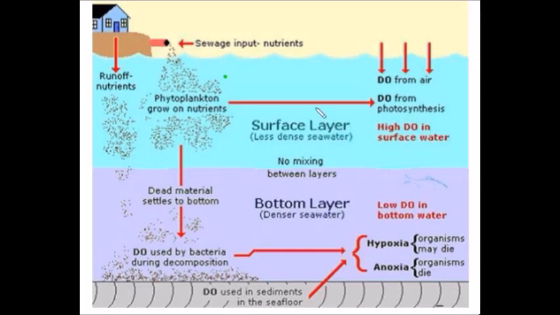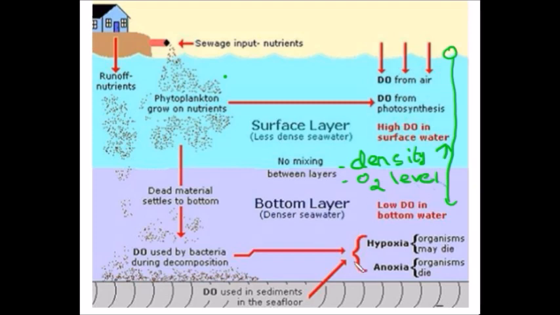Let's understand the concept further with the help of this image. When you go from the surface of any water body to the bottom, two things you may experience. First, the density of the water will increase when you move from the surface to the bottom of the water body, and second, the level of oxygen will come down from the surface of the water body to the bottom. For example, in the surface layer of the water body, water is less dense and dissolved oxygen is high.